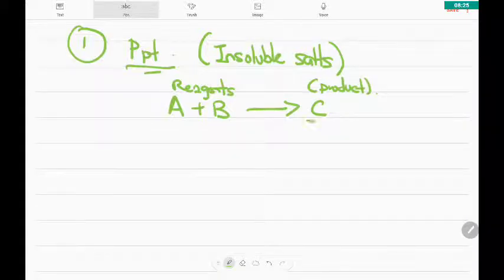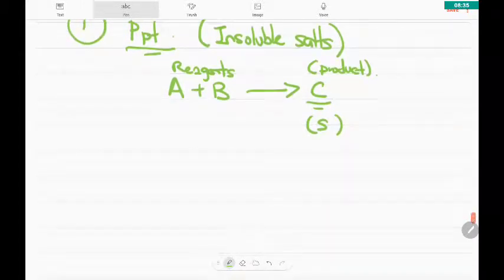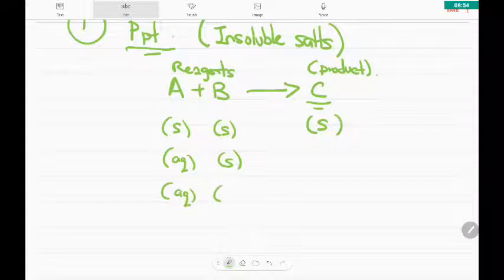I would like to prepare salt C, which I know is an insoluble salt, so I call it a solid. The question now is, what reagents should I be using? Before we determine the reagents, let's first explain the rationale. Would you want to have both of A, B reagents being solid, one solid, one aqueous, or both aqueous?